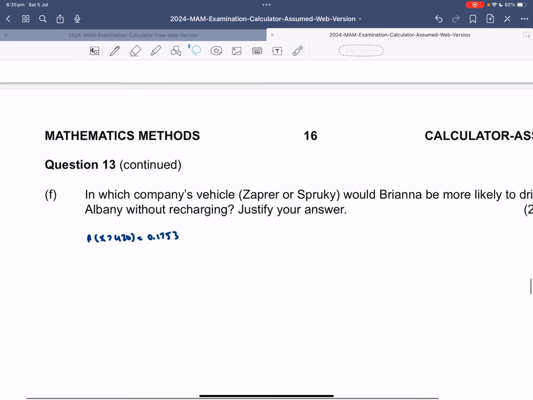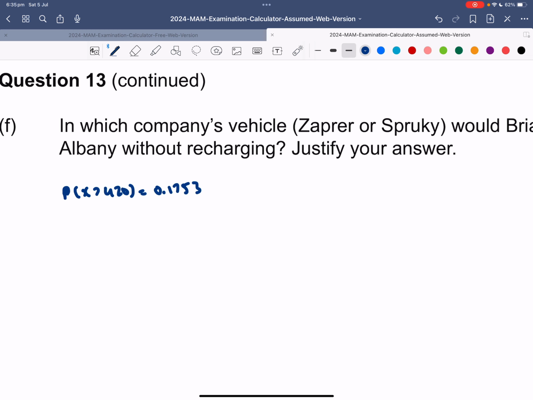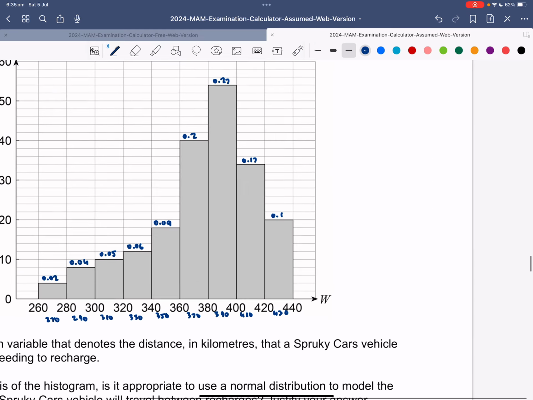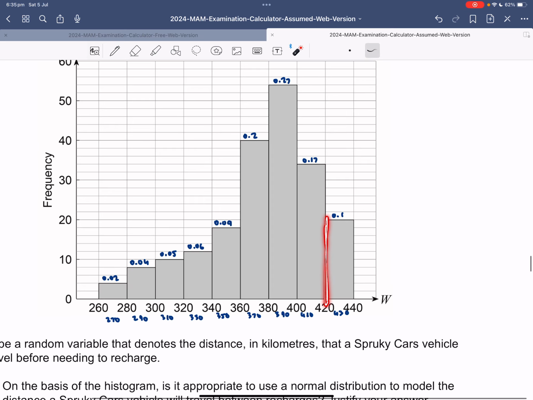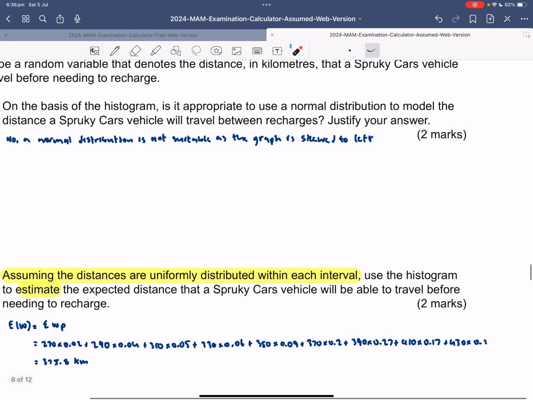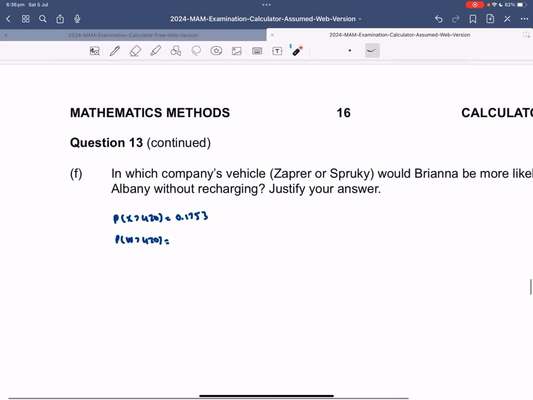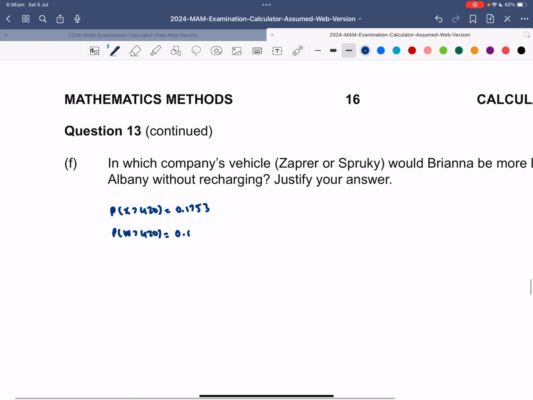What if she uses a Spruikey? For the Spruikey, the variable is defined by W. What's the probability that a Spruikey will let her travel more than 420 kilometers? So 420 gets us up to about here. So then it's really just a 10% chance, or a 0.1 probability, right? 0.1 is the probability. So, therefore, the probability that X is more than 420 is more than the probability that W is more than 420.